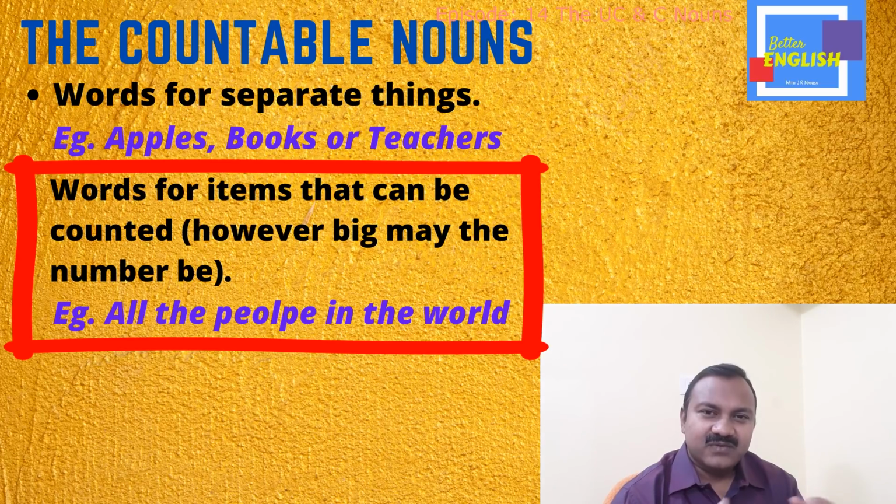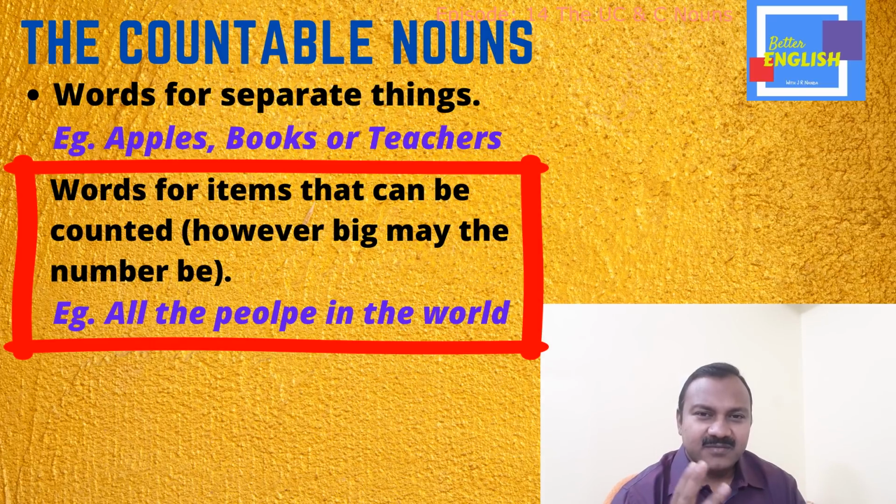Number two, the countable nouns refer to the words that can be counted. This is the crux of the matter. The countable nouns are counted. Whatever big the number may be, it can be counted. For example, all people in the world, though it may seem to you that you can't count it, but then they are actually countable. You can count the number of people. That's number two.